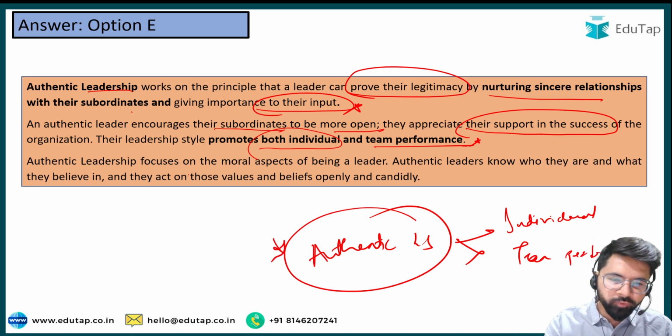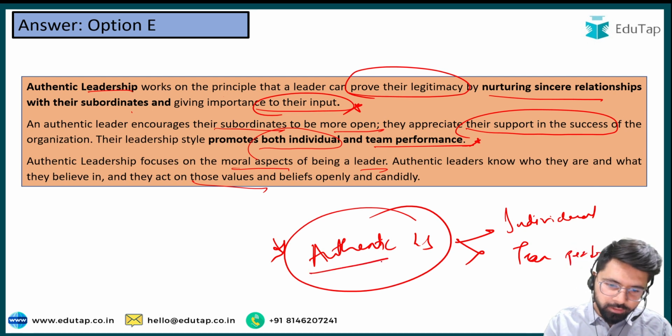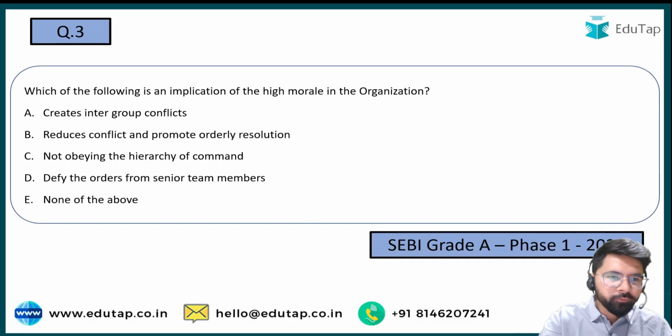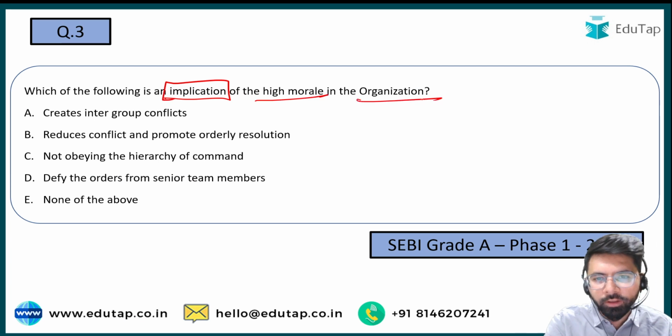And authentic leadership focuses on the moral aspects of being a leader, knowing who they are and what they believe in, and they act on those values and beliefs openly and candidly. So friends, this is the question that pertains to authentic leadership. Now let us proceed ahead. Which of the following is an implication of high morale in the organization? Creates intergroup conflicts, reduces conflict and promotes orderly resolution, not obeying the hierarchy of command, defying the orders from the senior team members, none of the above.